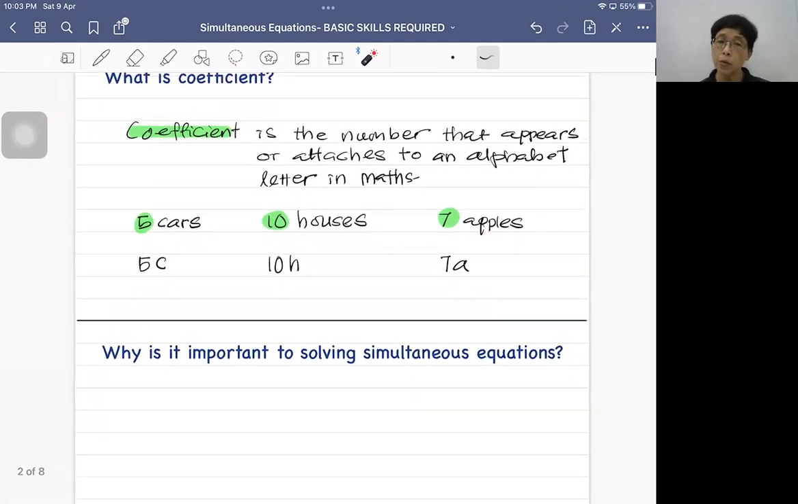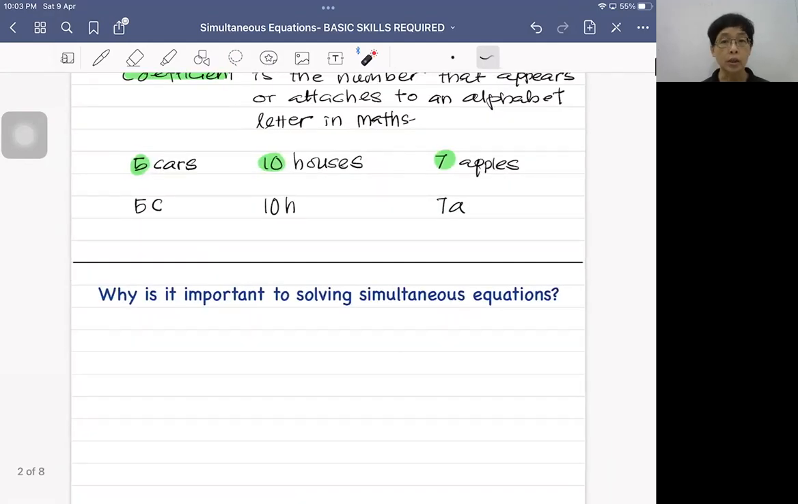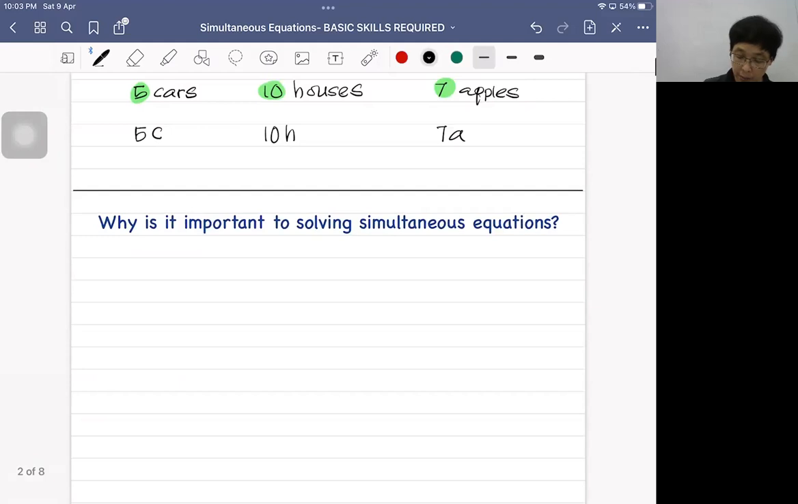Okay, now let's move on to why it is important for solving simultaneous equations. Why do we need to pay attention to it? It is, for one thing, because in the very first step in solving simultaneous equations, we need to do elimination. Okay, so in order to do elimination, what does that mean?